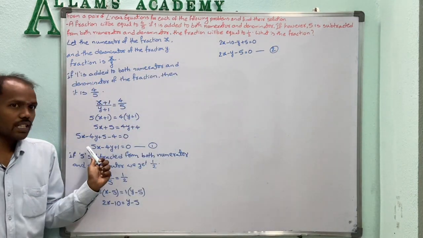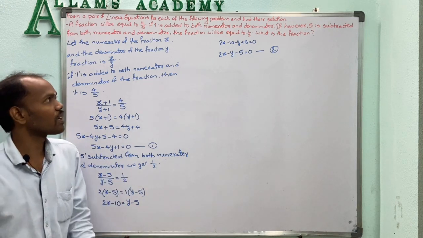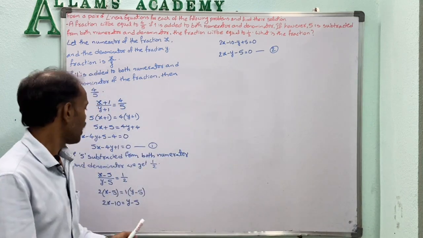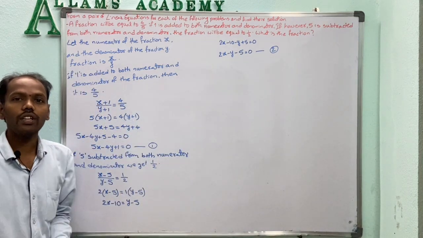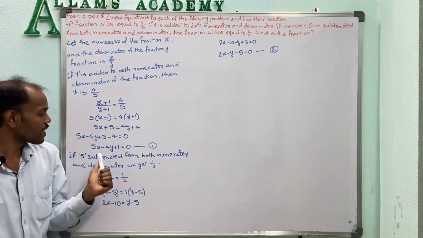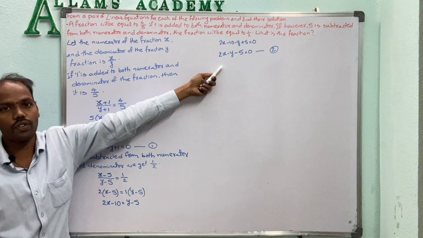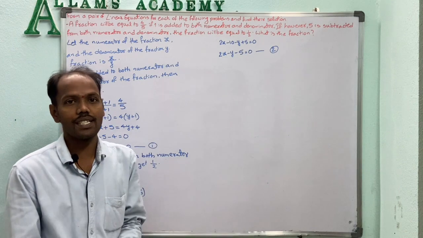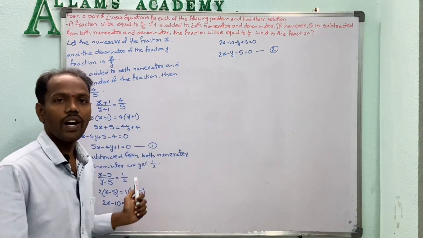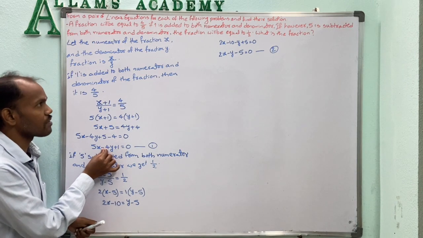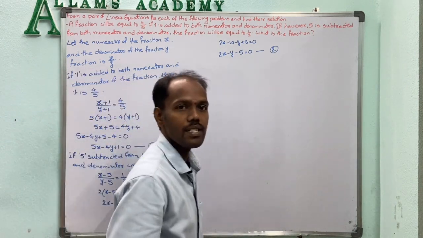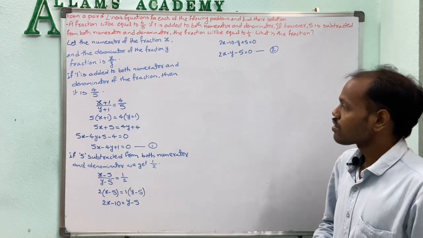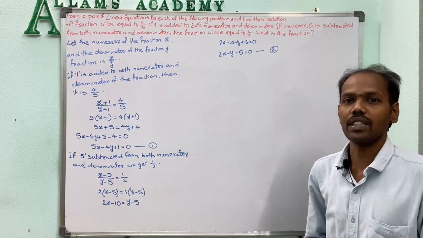So here the first equation is 5x minus 4y plus 1 equal to 0. The second equation is 2x minus y minus 5 equal to 0. Now we solve this problem through the elimination method. Here the x coefficient is 5 and here the x coefficient is 2, and here the y coefficient is minus 4 and here the y coefficient is minus 1. So equalizing the y coefficients: here the y coefficient is minus 4 and here it is minus 1, so to make both coefficients minus 4, we simply multiply the second equation by 4.